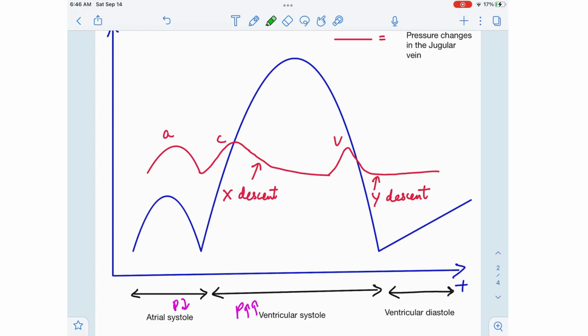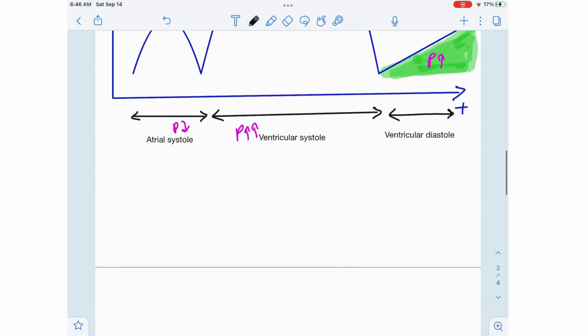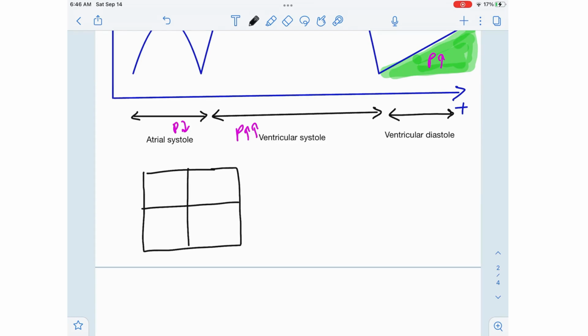And now let's have a look at this point in the graph, right? Ventricular diastole, right? You can see the pressure increasing slightly during ventricular diastole. Now let's have a look at why that's happening, right? So when you take the heart, this is the right atrium and this is the right ventricle, left atrium, left ventricle, right?